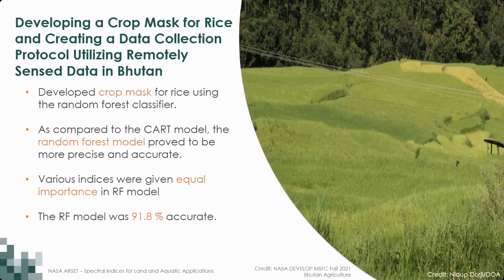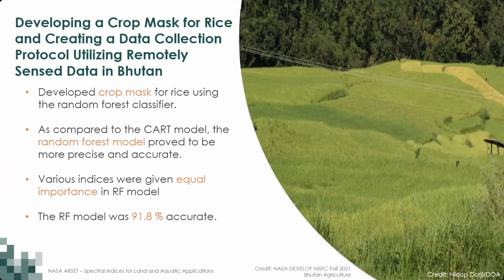For the results, the team successfully developed the crop mask for rice using the random forest classifier for the 8 districts of Bhutan. Visually, the random forest model proved to be more accurate and precise than the CART model, as the result was more robust using the random forest classifier.